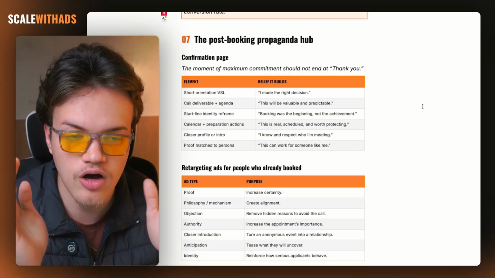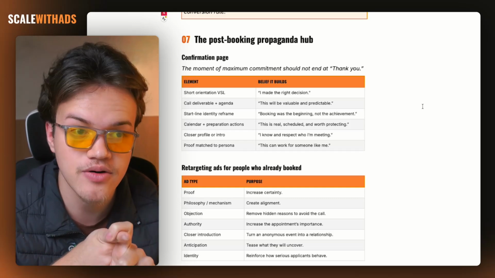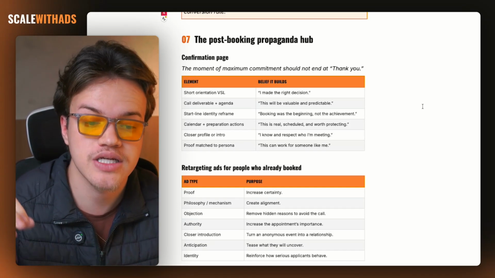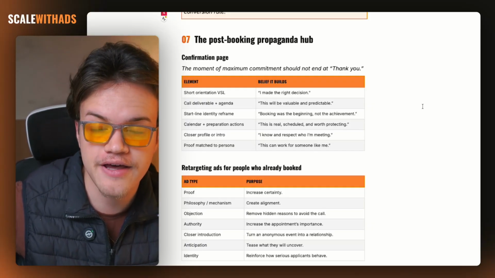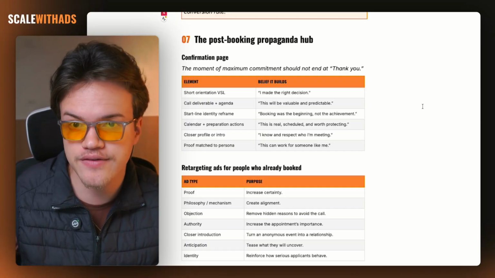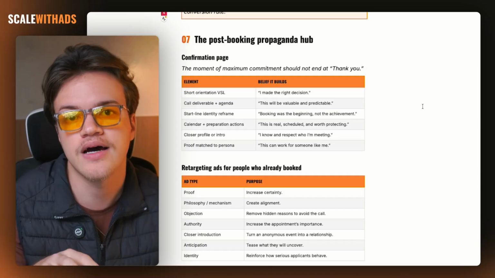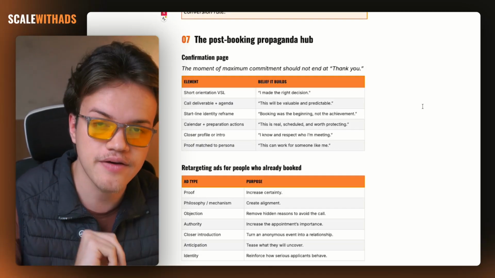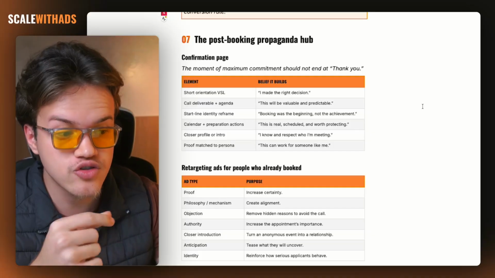So, basics of confirmation page. You should have a VSL there, not just a bunch of text. You should have instructions for them to actually put the event in their calendar, because nowadays you can't just schedule the event on their calendar. It's not automatic anymore. It used to be. Nowadays they need to click a few buttons to actually do it.